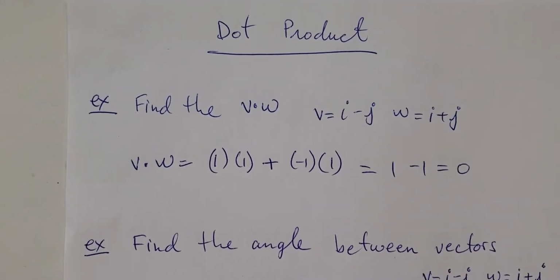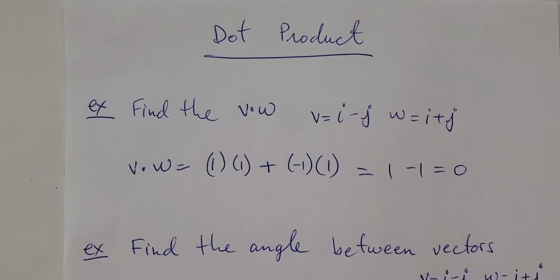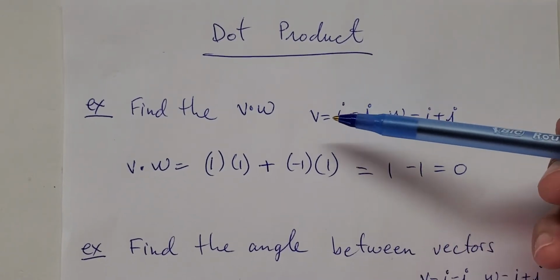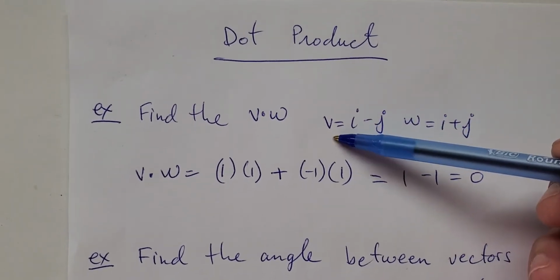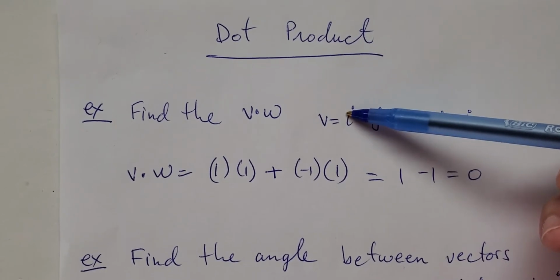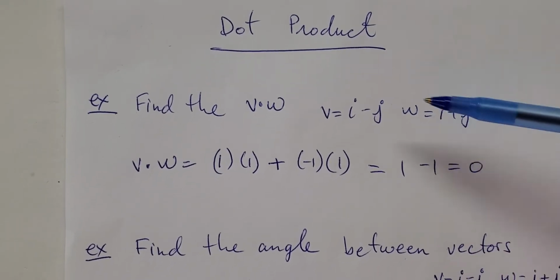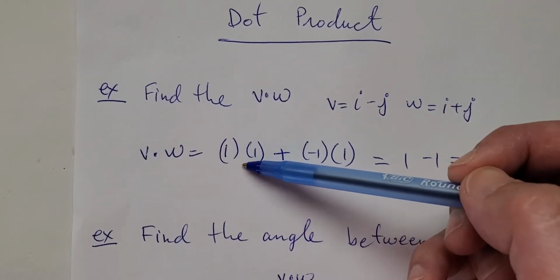And dot product is really easy. All you have to do is just multiply them and then add them. So what you do is 1i times the other 1i. So here's 1 times 1. So here's 1 times 1. So that's where I got the 1 from.